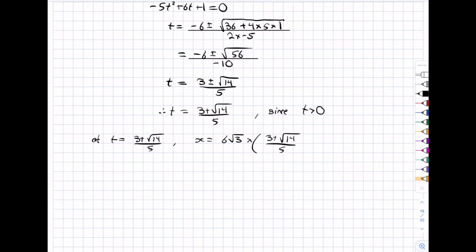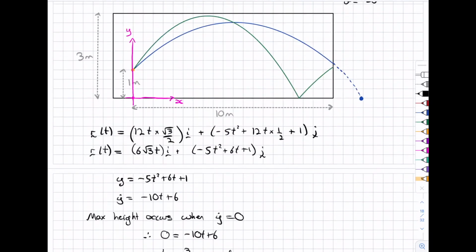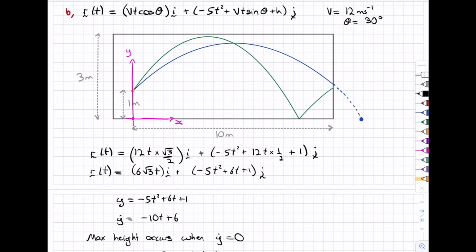This is a job for our calculator. We put it into the calculator and we get something along the lines of 14.01-ish. And so I can say, therefore, the range, or perhaps we should not just say range because really it's not the range, it's the theoretical range.